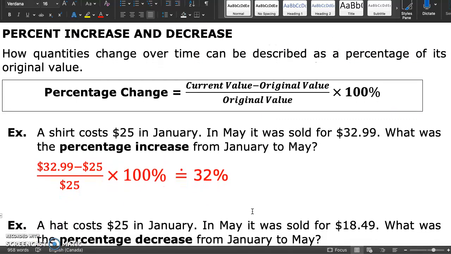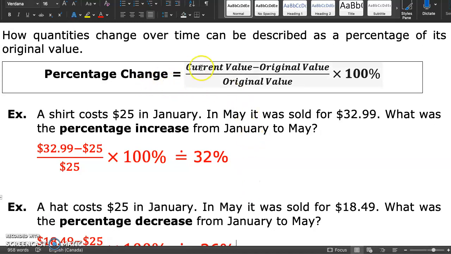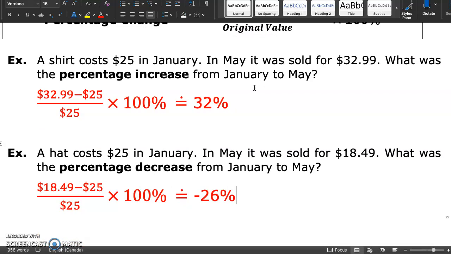Percent increase and decrease. How quantities change over time can be described as a percentage of its original value. So percent change is the current value minus the original value. Think of this as the difference in the amount, whereas the denominator is the original value. So let's use an example for context. A shirt cost $25 in January. In May, it was sold for $32.99. What was the percentage increase from January to May?